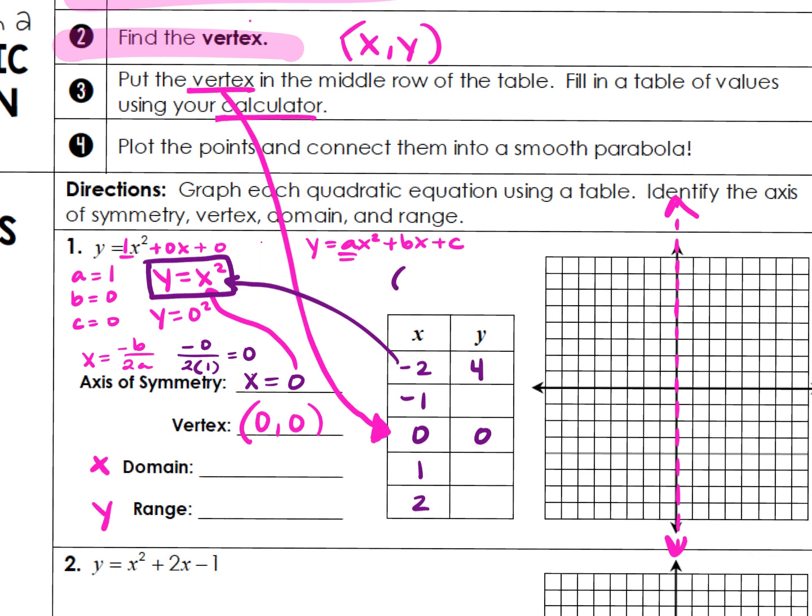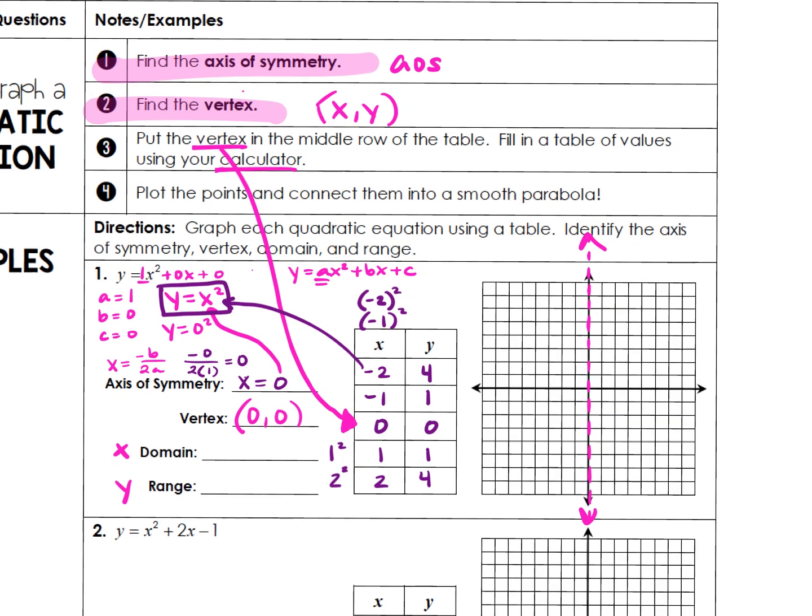Okay, you're doing negative 2 squared. Then you do a negative 1. What is negative 1 squared? 1. Okay, then you do 1. What is 1 squared? 1. What is 2 squared? 4. Okay, this will get you your graph.